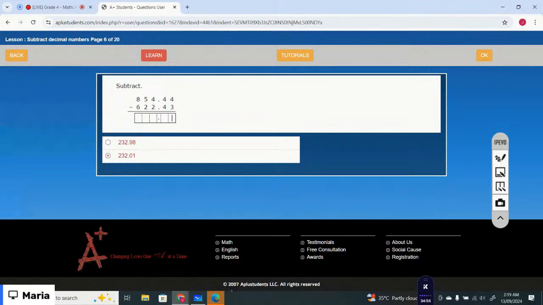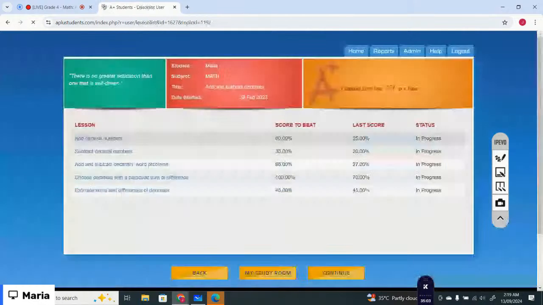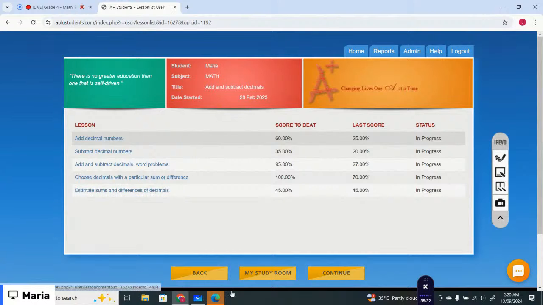Okay, you can complete the lesson by yourself later today. Let me just move on to the next lesson. And the next lesson is add and subtract word problems. You can do the word problems on your own. Choose decimals with particular sum or difference. Let's just start with the lesson.